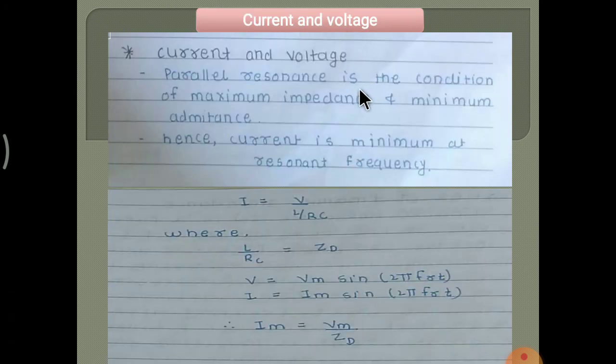Current and voltage. Parallel resonance is the condition of maximum impedance and minimum admittance. Hence current is minimum at resonant frequency. At resonant frequency, the dynamic impedance is maximum and total current I is minimum. This is because current is equal to voltage divided by impedance, so current is inversely proportional to impedance. The variation of current with frequency is exactly opposite to the impedance curve.